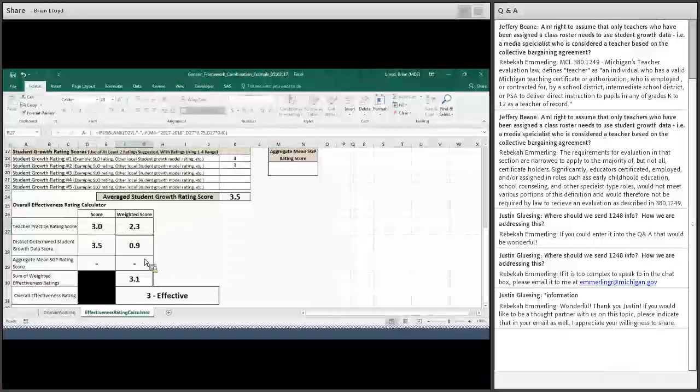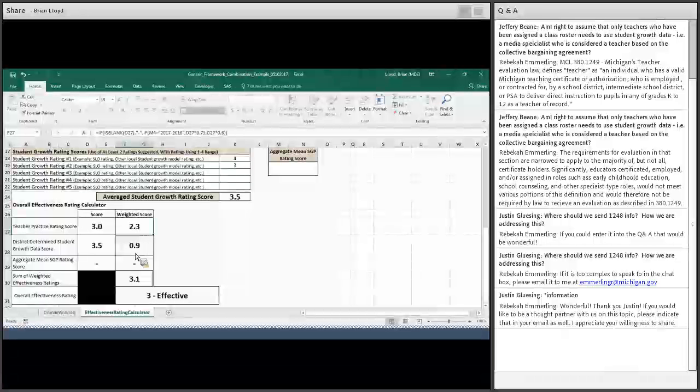So this is not inputable. It takes all of the input that you've already provided, and it weights the teacher practice score. Depending on the year that you've selected, if you've selected 2018-19, it would weight your teacher practice score at 0.6. For the next school year, it would automatically weight it at 0.75.